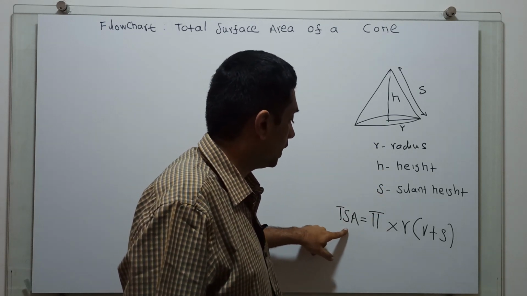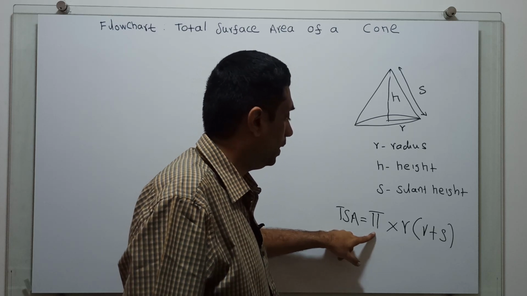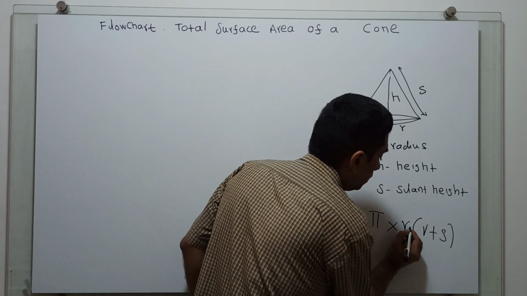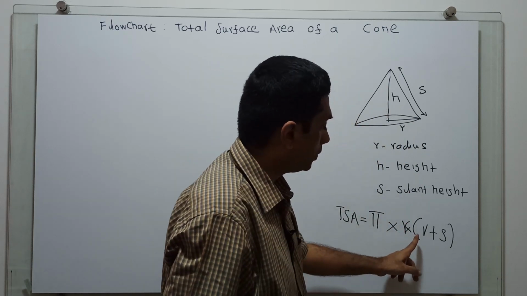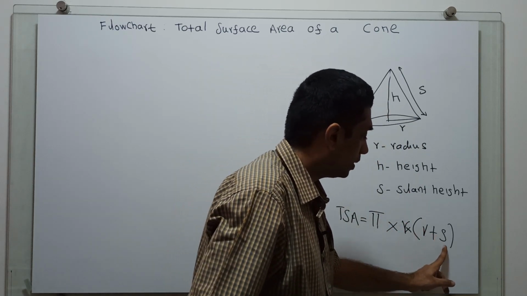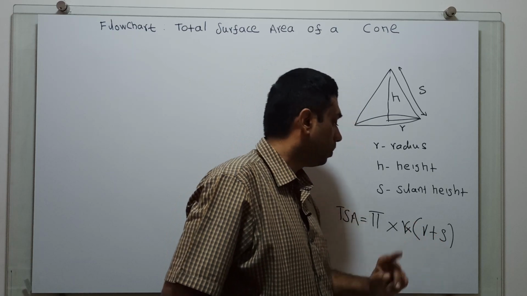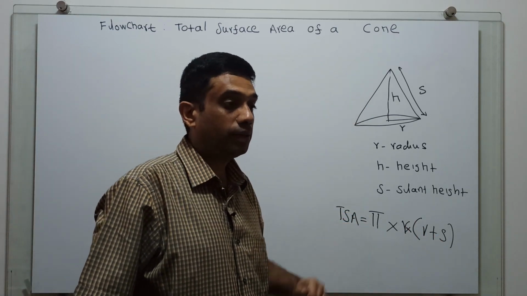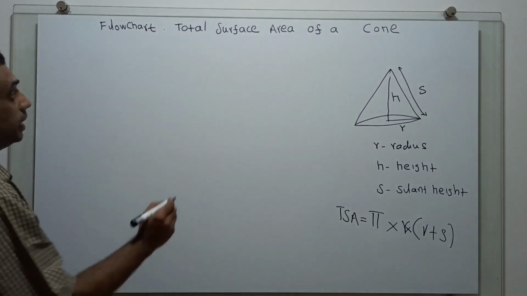The variable TSA stands for total surface area, which is equal to pi into radius into radius plus slant height. So this is the formula to calculate the total surface area. Now we will draw the flowchart for the same.